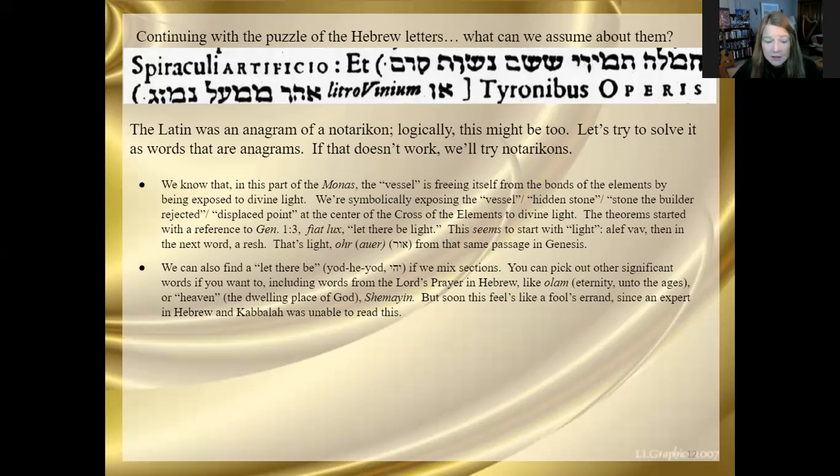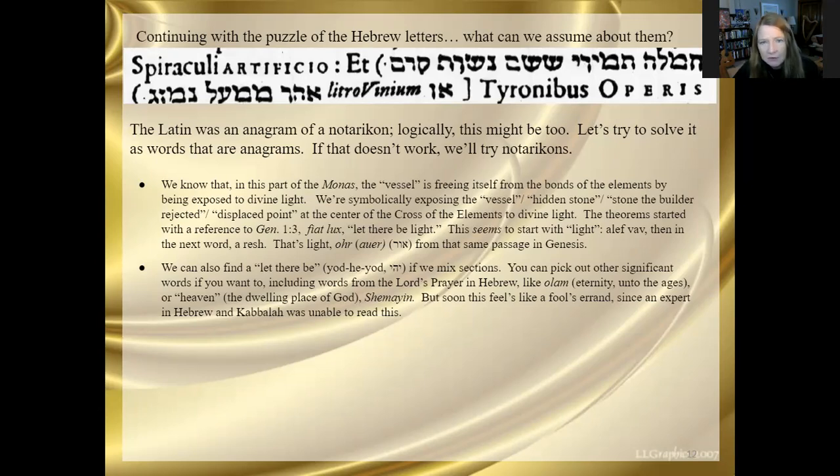You can pick out other significant words. A reasonable assumption, I think, is to look at sacred words in Hebrew, sacred words associated with the kind of thing Dee has been talking about. So you can find words, say, from the Lord's Prayer in here as acronyms, like Olam, eternity, unto the ages. You may know it from Leolam. Or what is sometimes translated as heaven, really the dwelling place of God, Shemayan. Those letters are in there.